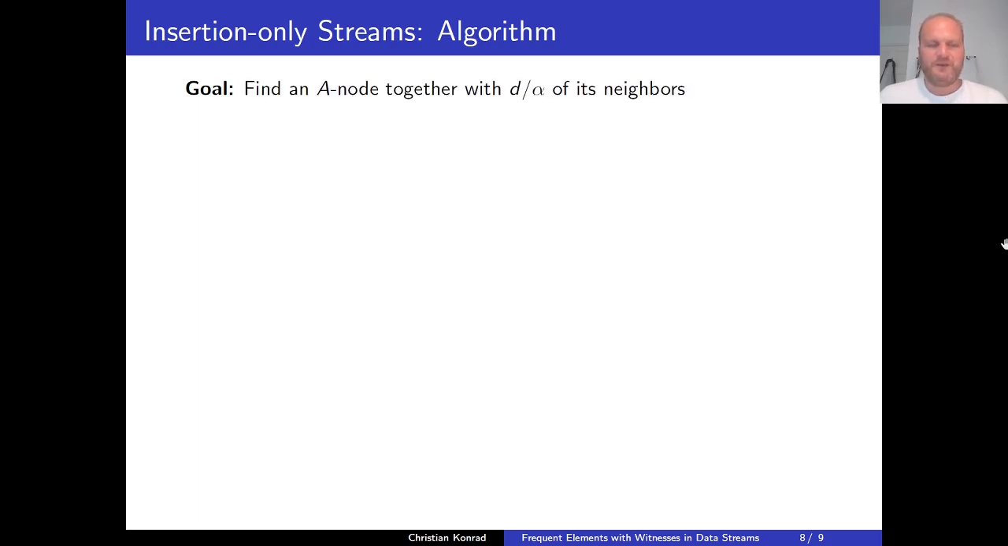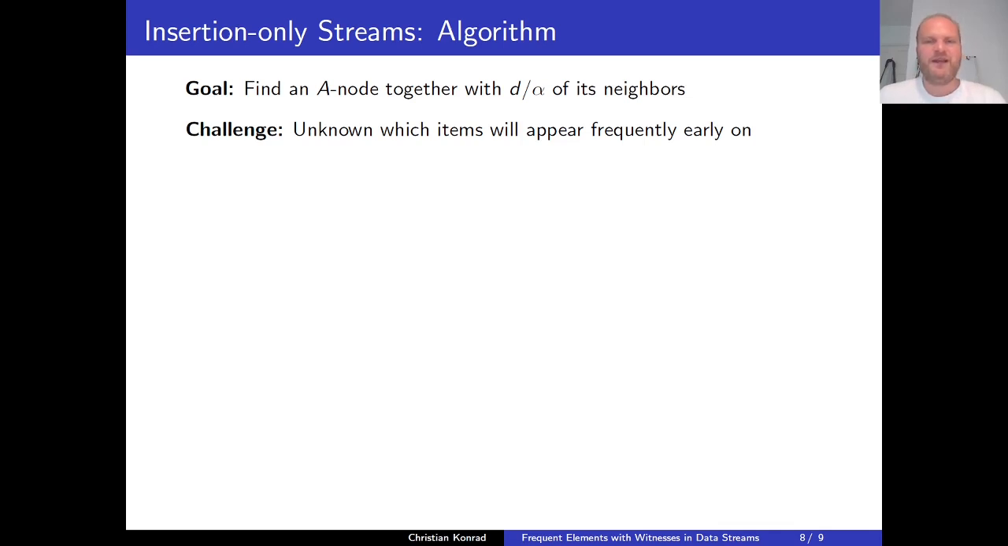So our goal is to find an A node together with d over alpha of its neighbors. Now the challenge, of course, is that in the beginning of the stream, it's unclear which items will appear frequently later on. So we cannot simply collect witnesses arbitrarily, because we would run out of space. Now, here's a special case.